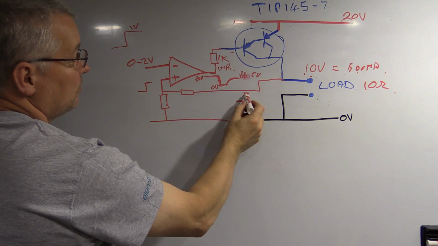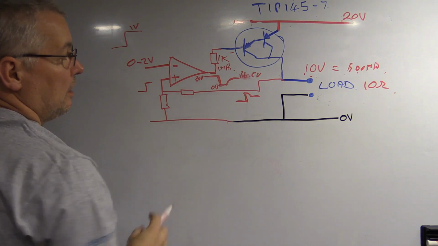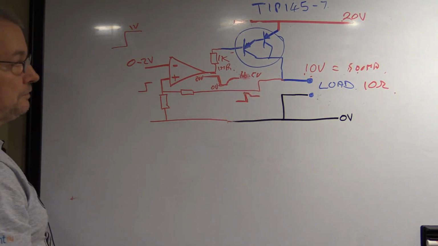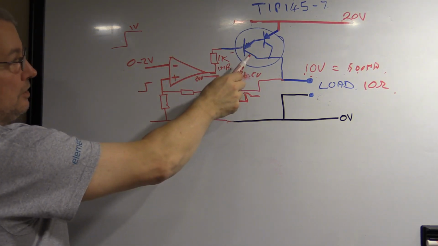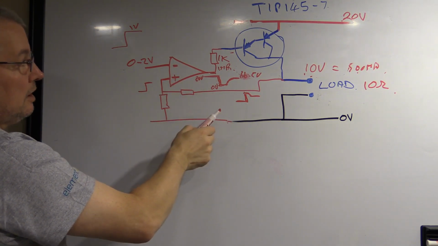So then your output would probably overshoot a little bit, then settle down to where it wants to be as well. So without some rate limiting, you may get a bit of ringing on here. But basically, that's how you would be able to do a PNP transistor Darlington array with just an op amp without any additional circuitry here.